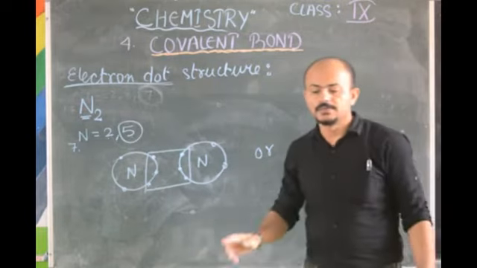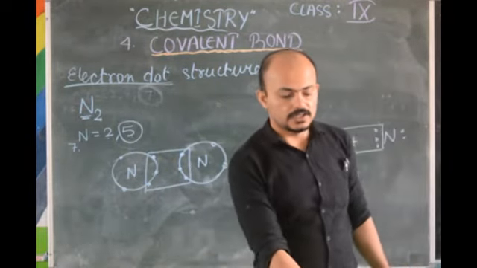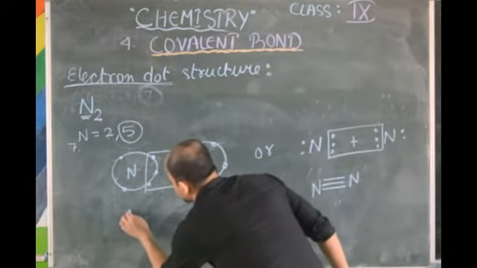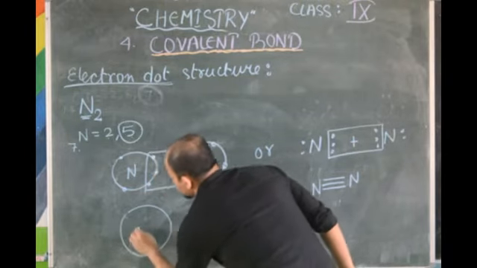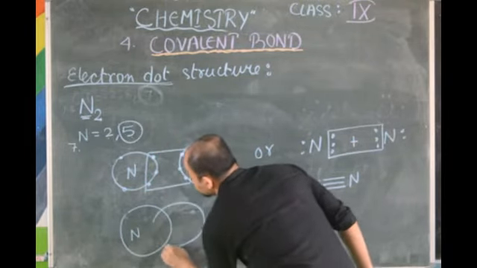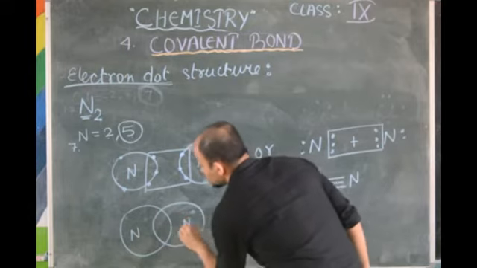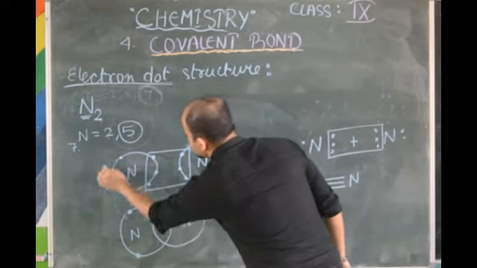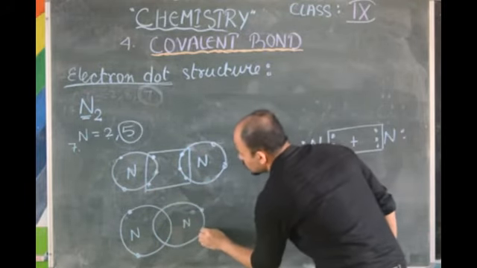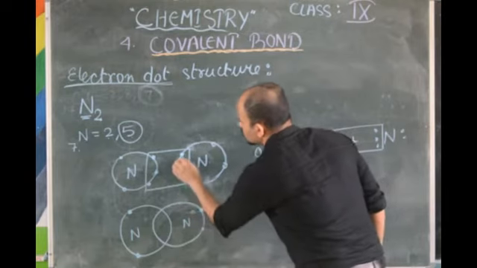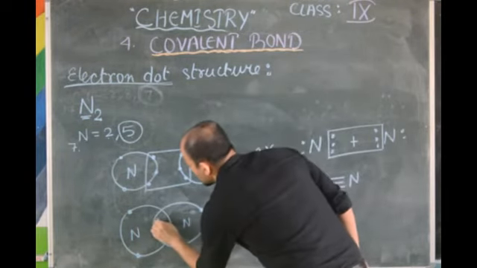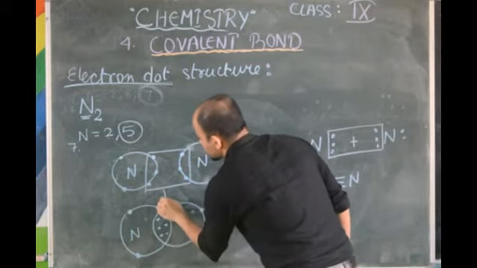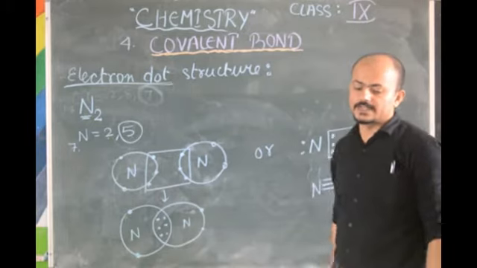Therefore, how many bonds exist between nitrogen? A triple bond. Okay? Similarly here now, you can draw the structure, nitrogen. Nitrogen, so it has 2 electrons here outside this, here also, how many electrons? 2. And how many are being shared? 1, 2, 3, 4, 5, 6. Okay, this is how you draw the electron diagram.